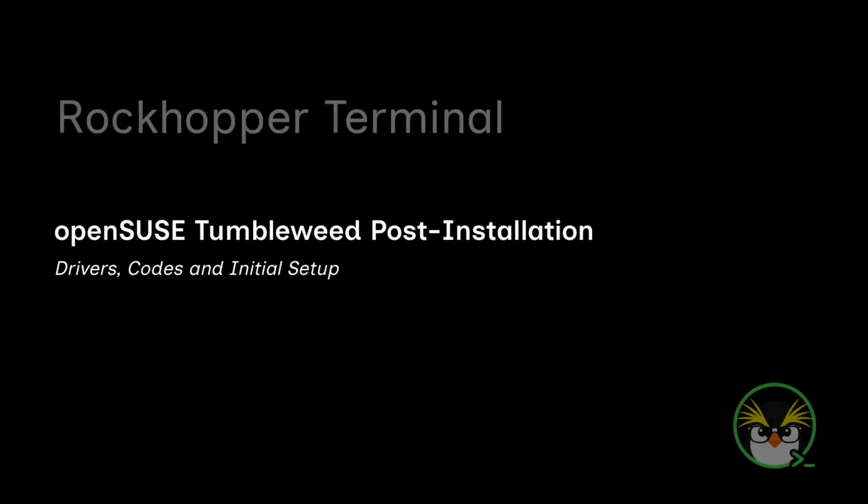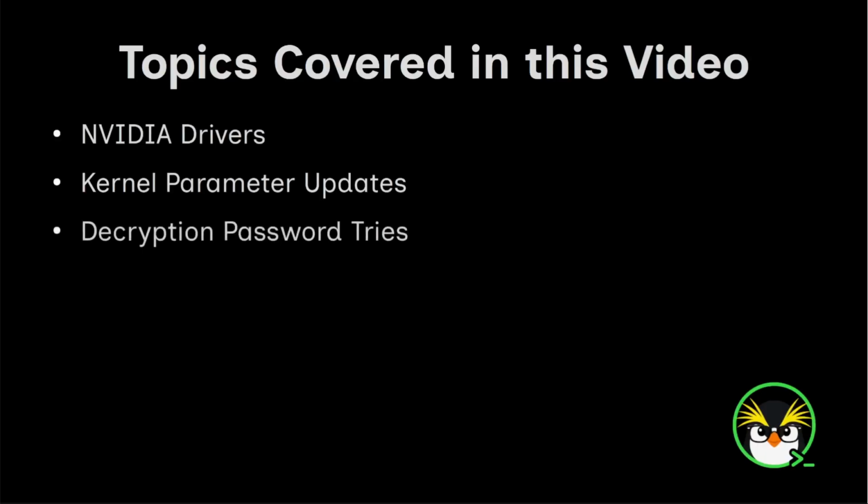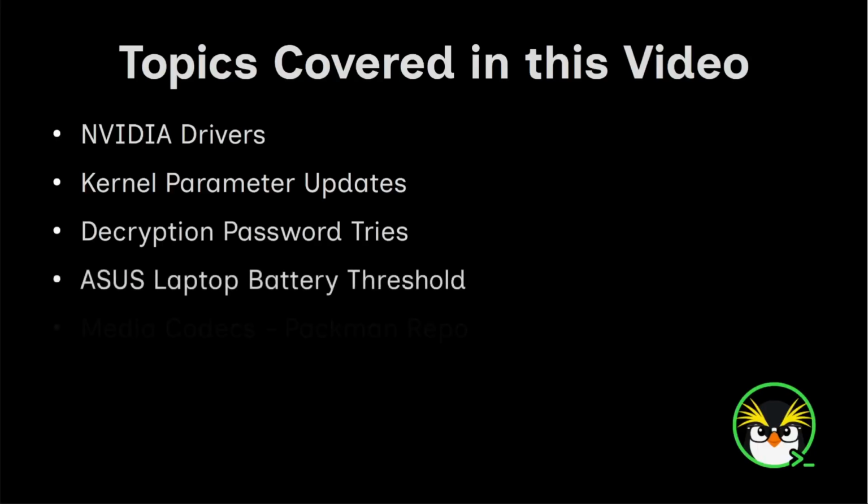This is a follow-up to the openSUSE Tumbleweed installation video where I'll be showing you a few post-installation steps such as installing the NVIDIA drivers in case you have a NVIDIA graphics card, updating the kernel parameters in case you did not delete the word quiet during the installation, updating the number of password tries required to decrypt the root or the home partition, updating the battery threshold for ASUS laptops, and finally, to update Multimedia Codecs from the Packman repository. I'll show you how to install the NVIDIA drivers using a graphical user interface.